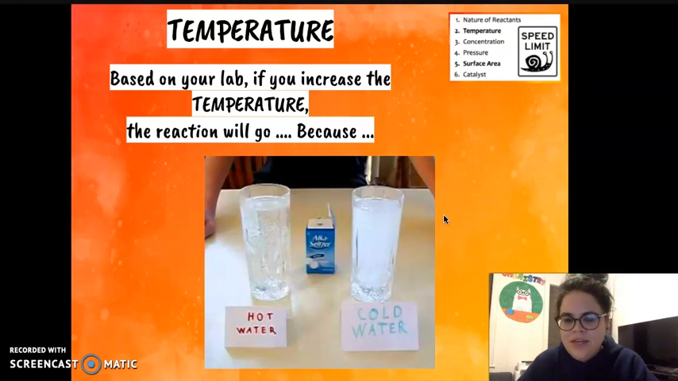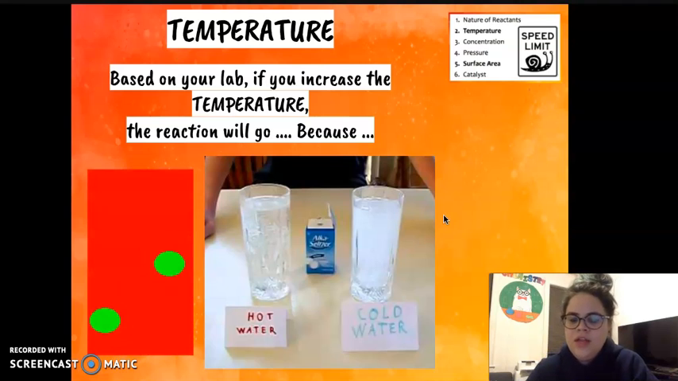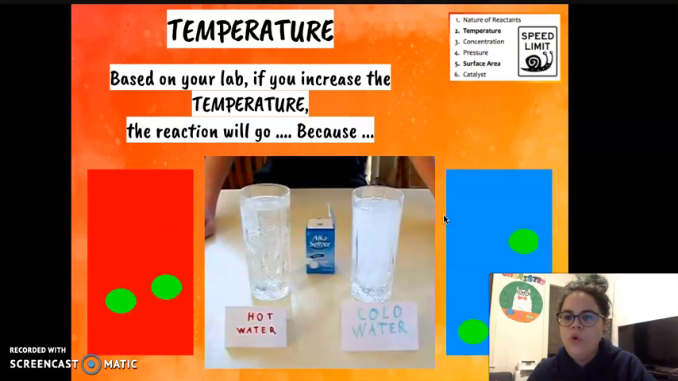Not going to go into detail, but based on your lab, if you increase the temperature, this reaction will go blank because blank. We saw this with the Alka-Seltzer, that in the hot water, the particles were moving faster. This made the reaction happen extremely fast when compared to cold water, where your particles are moving slower. Similar to the last one, the faster your particles move, automatically the more effective collisions you're going to have, because when they bump into each other, not only are they bumping into each other more often, but they are doing so with more force.